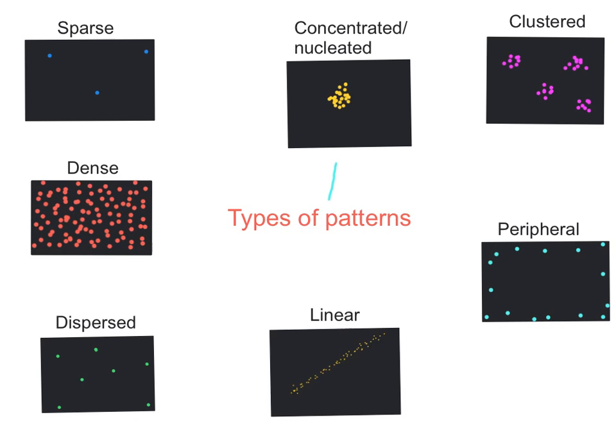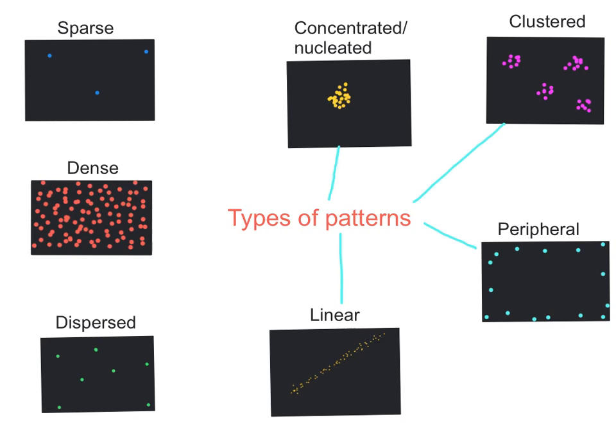Let's start with concentrated or nucleated. This is where something congregates into the centre of something to create a nucleus. A clustered pattern is when aspects of something join together into groups or clusters, and peripheral is when a pattern goes around the edge of something, probably a landmass, perhaps an island, and the peripheral pattern is around the coast.